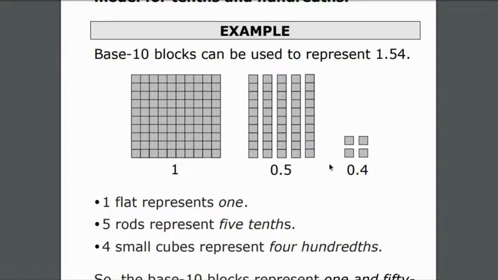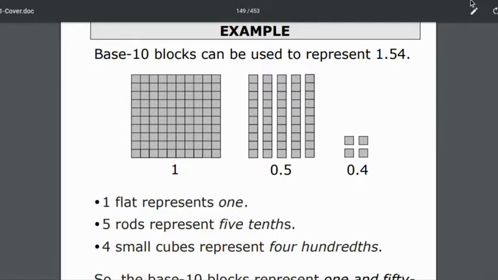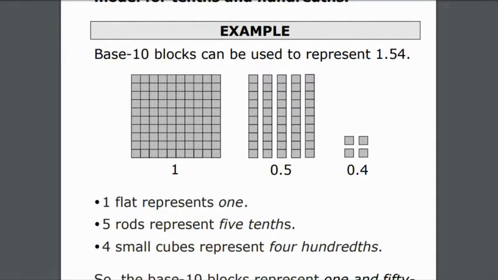These two places are going to be behind the decimal. A hundredth would be the same thing as representing a penny. So the one flat represents 1, the 5 rods or longs represent 5 tenths, and the 4 small cubes represent 4 hundredths. So the base 10 blocks can represent 1 and 54 hundredths.